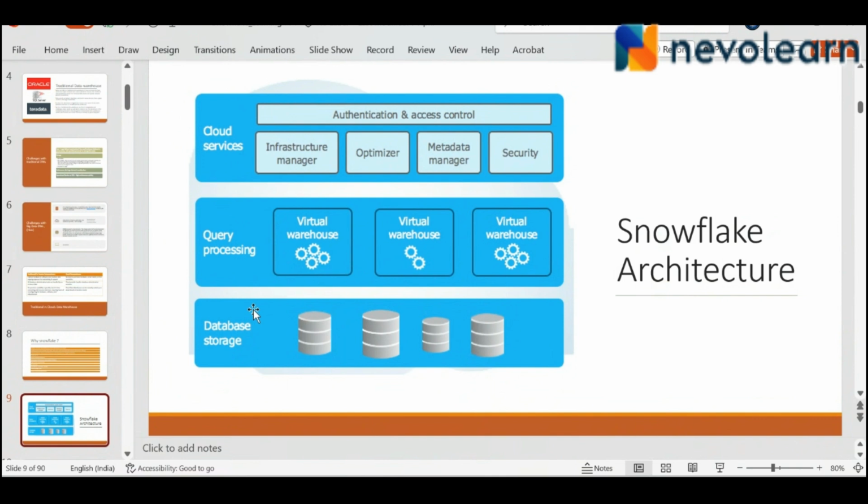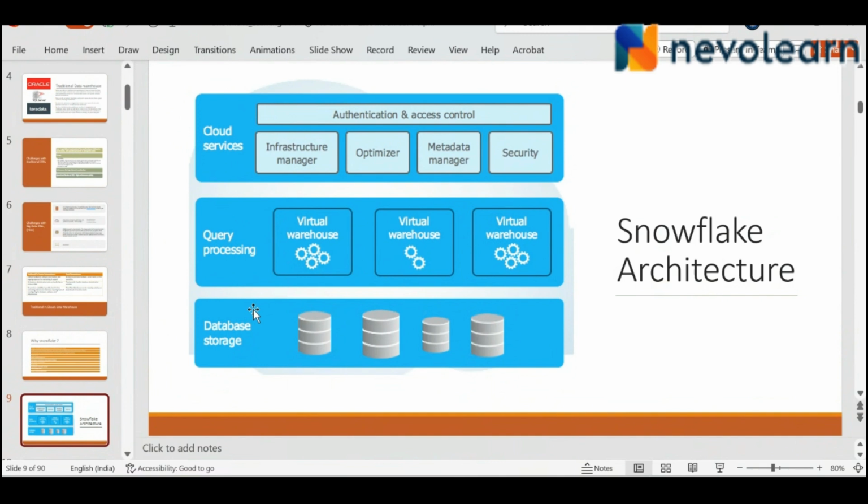This is the compute layer where we have one or multiple virtual warehouses, and these virtual warehouses are essential to run any data-related activity. If your account does not have any virtual warehouse, you cannot execute any data-related activity. Data-related activity means selecting data, updating data, inserting data, and deleting data. You will not be able to perform these without using virtual warehouses. So that is the query processing layer, where all the data-related activities are processed.